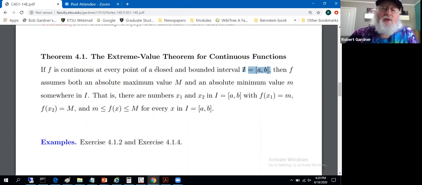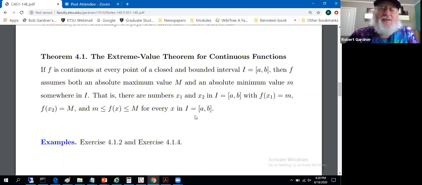All right, the statement of the extreme value theorem is: if f is continuous at every point of a closed and bounded interval, I equals the closed and bounded interval from a to b, then f assumes both an absolute maximum value, capital M, and an absolute minimum value, lowercase m, somewhere in I. More specifically, more math symboly, which turns out to be more useful: there are numbers x1 and x2 in this interval from a to b where f of x sub 1 equals lowercase m, and f of x sub 2 equals capital M.